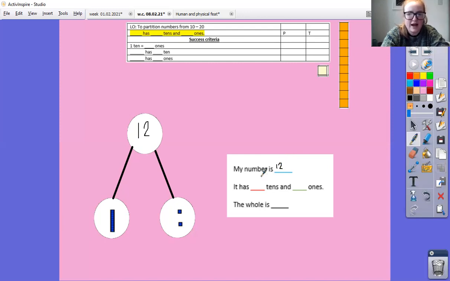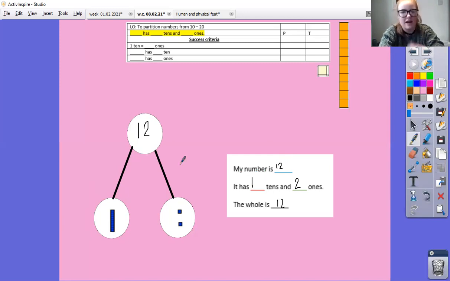So 12, how many 10s does 12 have? How many 10s do I have in my first part? I have 1 ten. And how many 1s do I have in my other part? 2 1s. I can also see that up here by seeing it has 1 ten and 2 1s. The whole is 12. Fantastic.